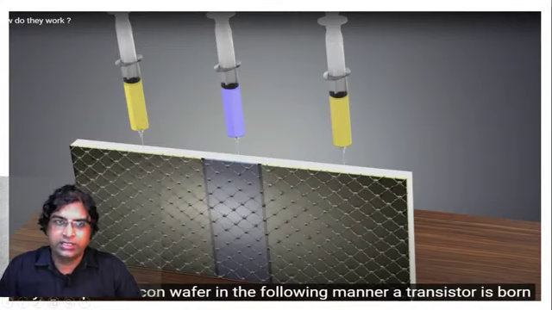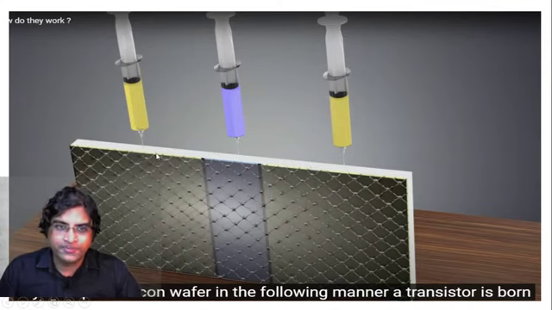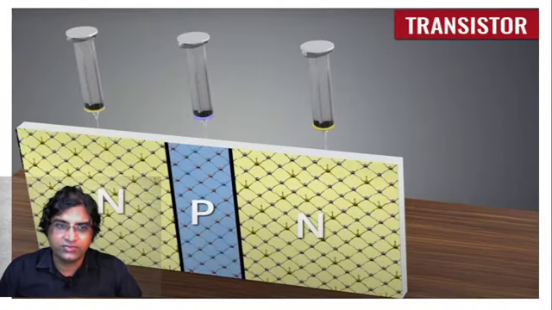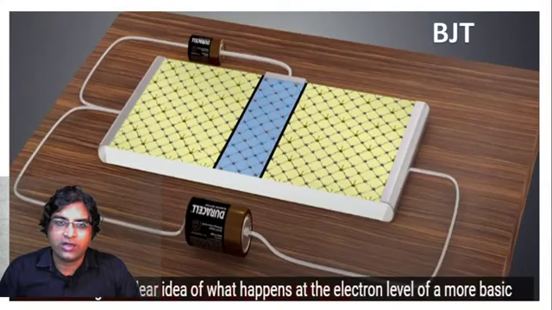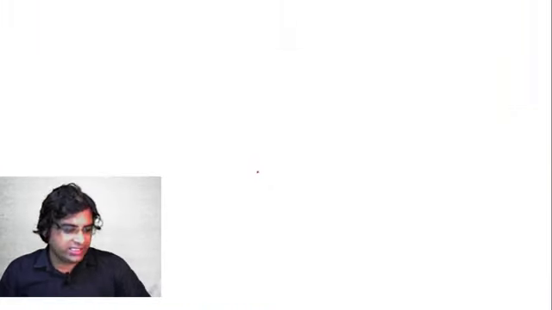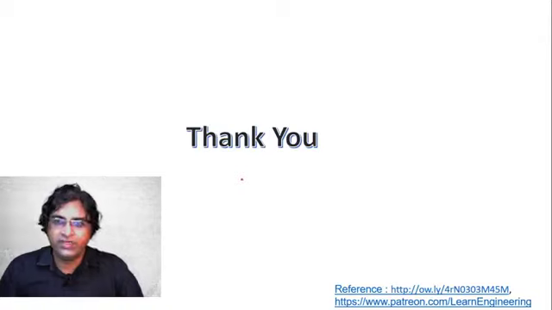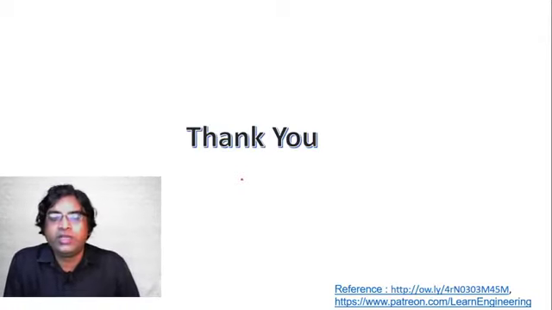Then we understood about the doping concept, and how we can make PNP or NPN transistors. We are creating the NPN and PNP transistors from P and N, and after that we understood how biasing can be done. Now I hope you can understand all these things.